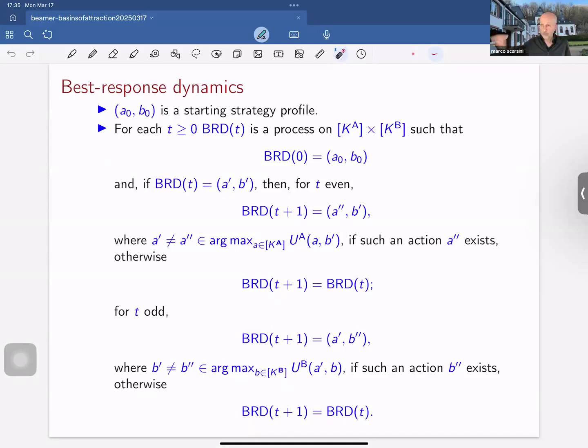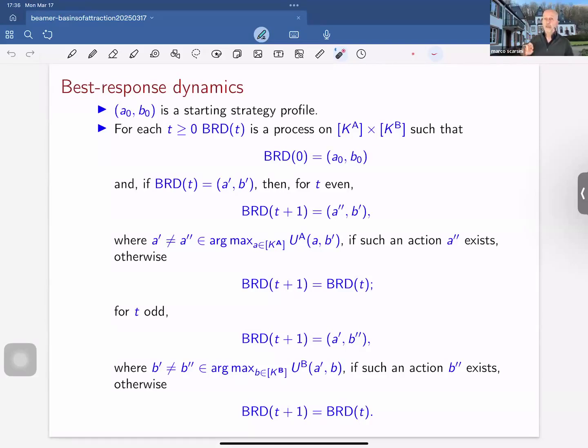Player B looks at the row and looks at the profile with the smallest potential in that row and chooses that. So at some point, we get to a situation where neither of the two players wants to move anymore because they have both reached the minimum in the row and in the column, and that's a Nash equilibrium. So notice one thing. We chose to have player A always start, and this makes this best response dynamic completely deterministic.